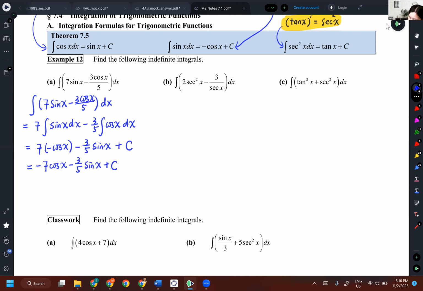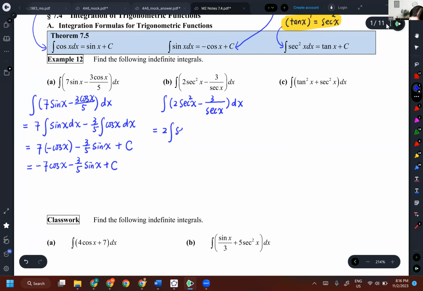The second question, copy the question. And then take out 2 secant squared x dx. And then take out 3, change 1 over secant to cosine. And then you have 2 tangent x minus 3 sine x plus c.